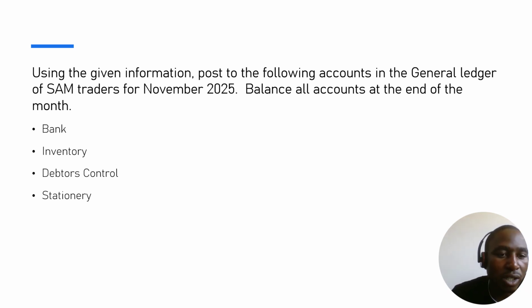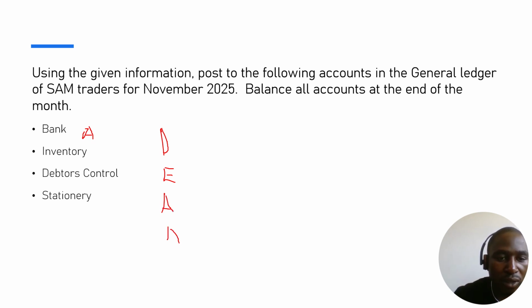The first question that we should ask ourselves is what type of account is bank. Bank, it is an asset. We know bank is an asset. So we need to follow that click. Which side do assets increase? They increase on the debit side.